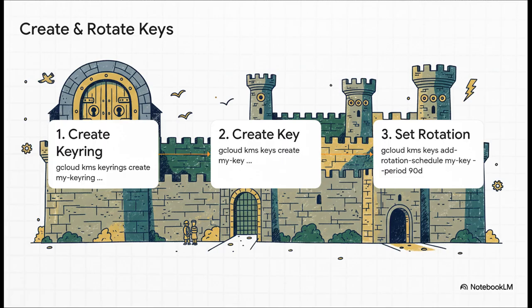It's actually a pretty straightforward 3-step thing you can do from the command line using the Cloud Key Management Service. You create a key ring, you create a key inside it, and then, and this is the crucial part, you tell Google to automatically rotate that key for you. That way, the lock on your vault is getting changed all the time, automatically.